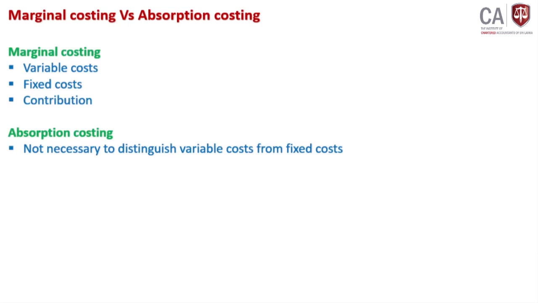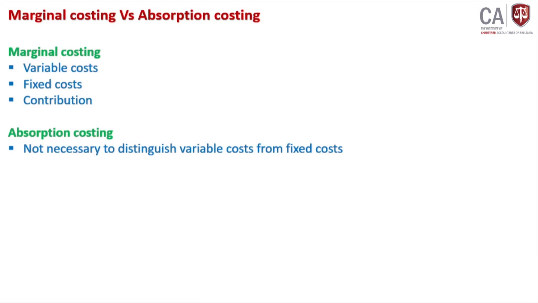This is a summary of marginal costing versus absorption costing. In marginal costing, these are the factors you consider. What are they? We consider variable cost and fixed cost, and we calculate contribution. What is the definition of contribution? Sales minus variable cost, right? That is contribution. Thereafter you deduct fixed cost.